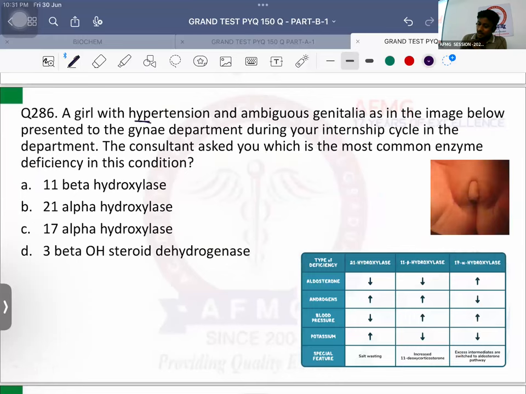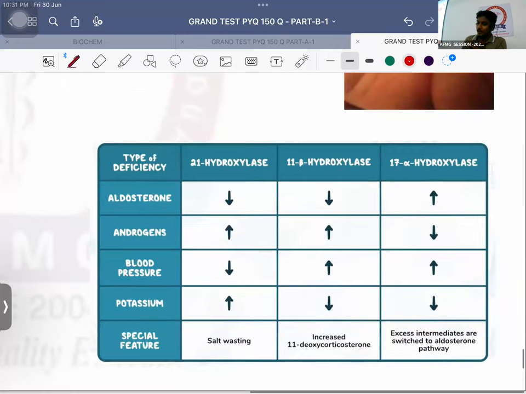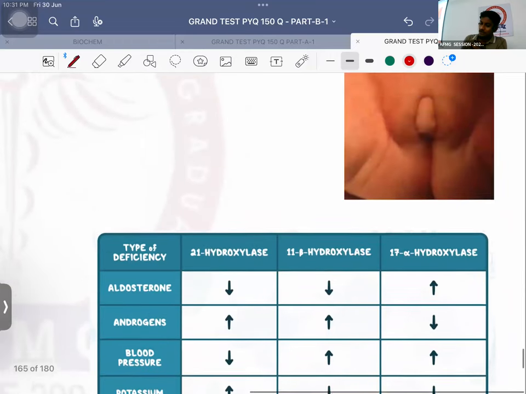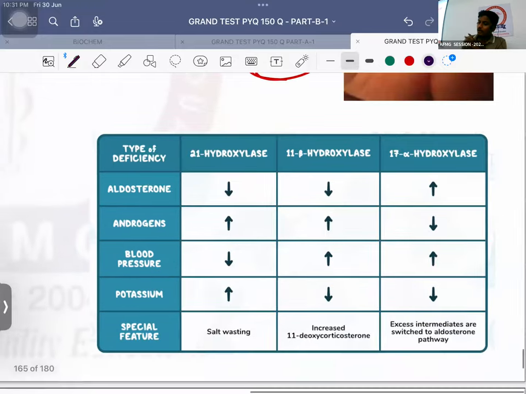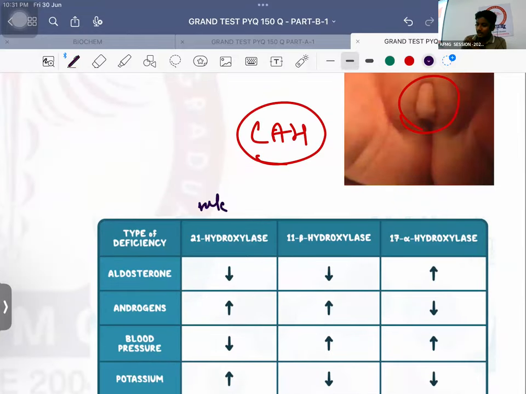26. A girl with hypertension and ambiguous genitalia. Ambiguous means confusing genitalia, neither male nor female. Given in the image below. Presented to the gynae department during your internship cycle. The consultant asks you which is the most common enzyme deficiency in this condition. Important is, this is a case of congenital adrenal hyperplasia. Overall, the most common enzyme deficiency in CAH is definitely 21 alpha hydroxylase.